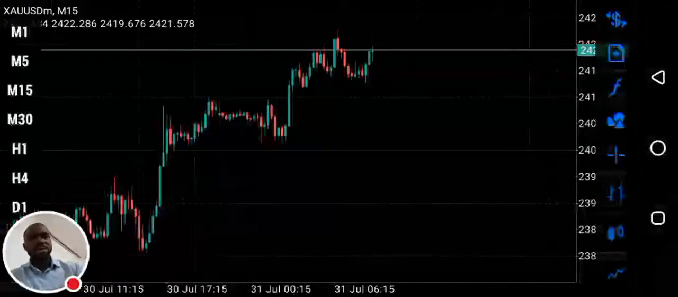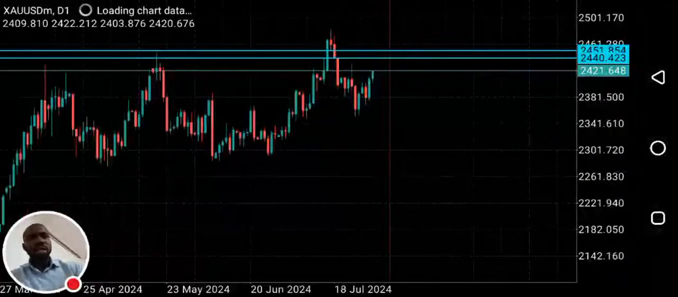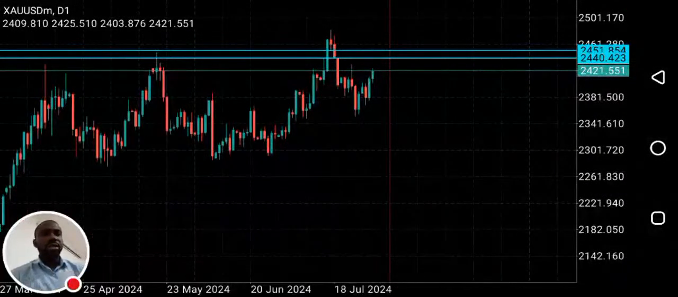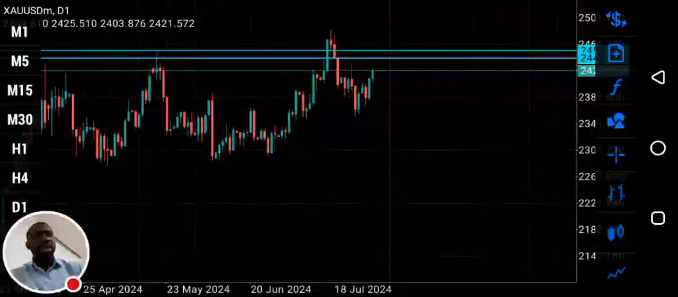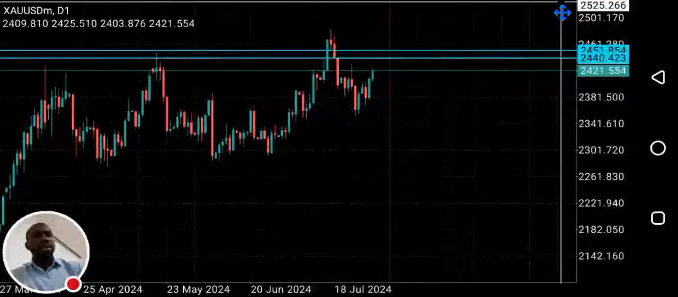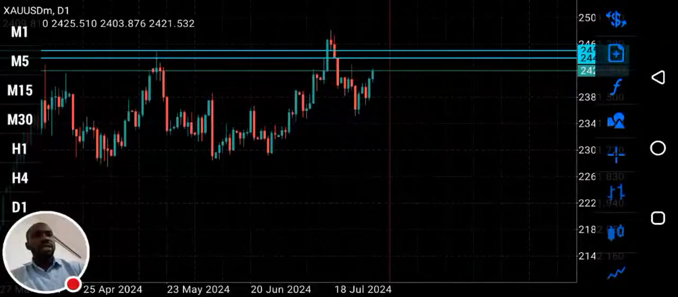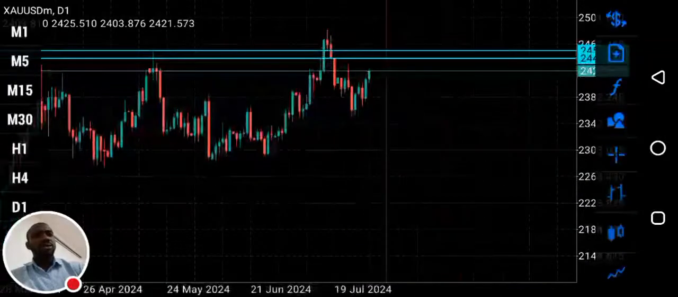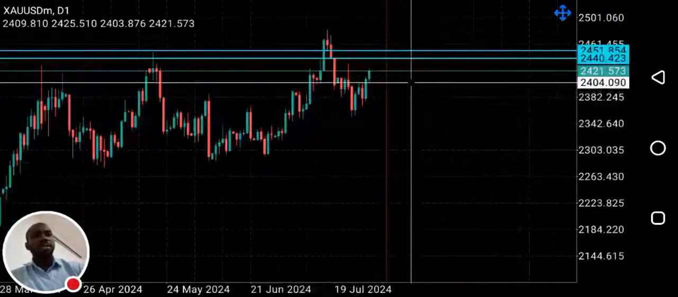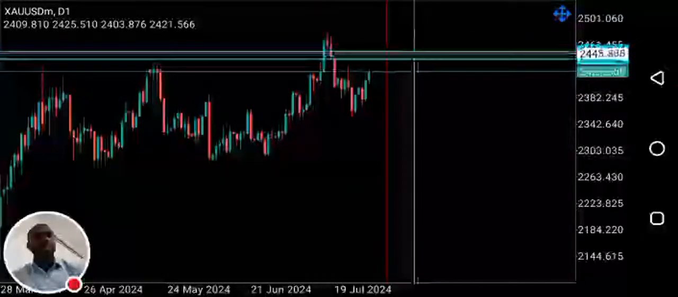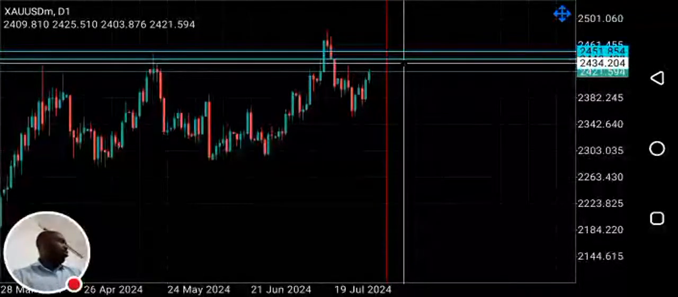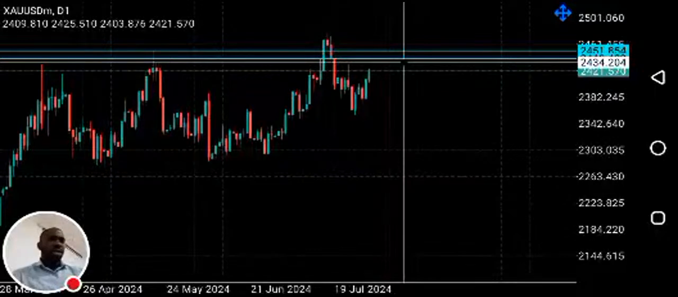Okay, so this is gold. Let's start with the daily. You can see yesterday was bullish, and so far gold has been bullish today. Like I told you guys, my expectation is that gold fills this fair value gap that was created on a daily time frame. This is where gold is aiming for. This is where I will consider selling gold.